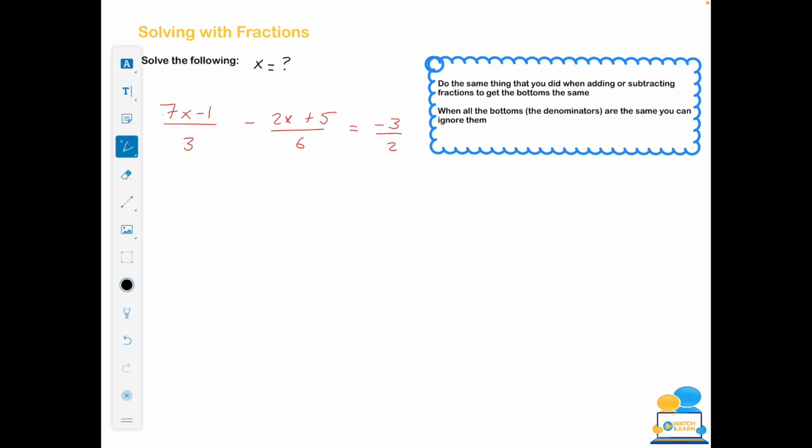Okay, basically what we're going to do is exactly the same thing as we were doing when we were adding or subtracting the fractions, to get the bottoms the same. Okay, when we do that then we can ignore them all. We'll see that when we get there. So I have the numbers 3, 6 and 2 at the bottom. I want a number that will work for all of them. So I want the lowest common multiple of 3, 6 and 2. Okay, so I can turn all those numbers into a 6 quite easily. So I'm just going to go ahead and do that.